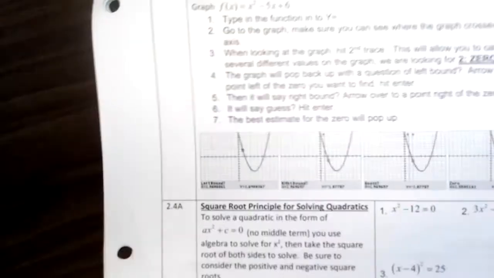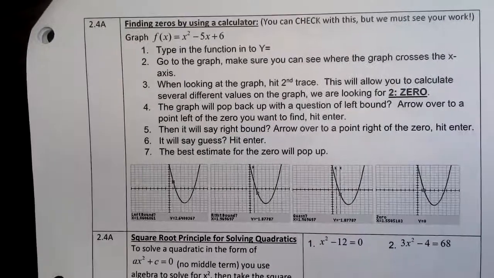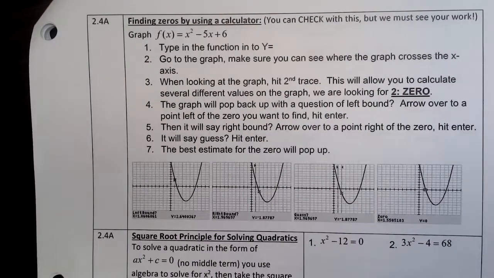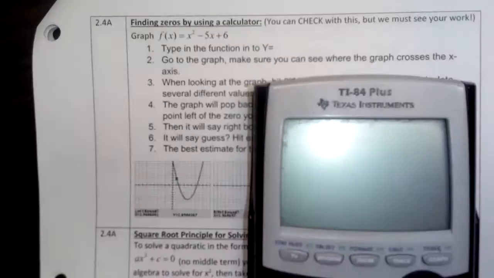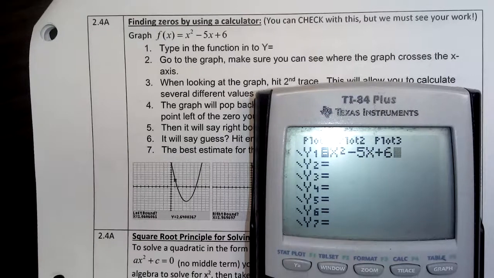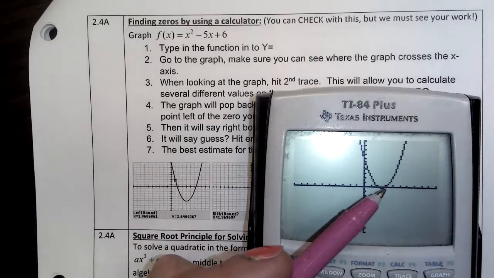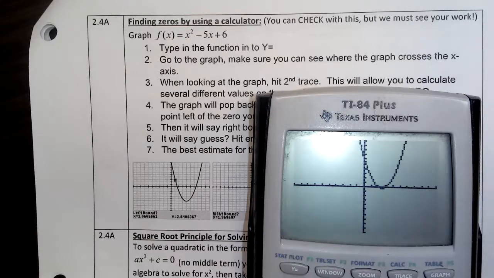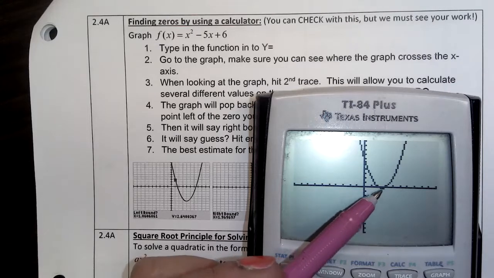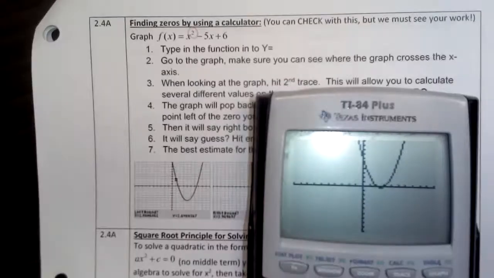Okay. So more of 2.4a, so finding zeros using a calculator. So make sure that you can do this. So in your calculator, you would go to y equals, and we're going to go ahead and type in x squared minus 5x plus 6. And we're going to graph it. Okay, so we want to make sure that we can see where it crosses the axis here. But you can see it's kind of far away, and it looks like it might cross twice, but I'm not sure. We know by this that it does cross twice.